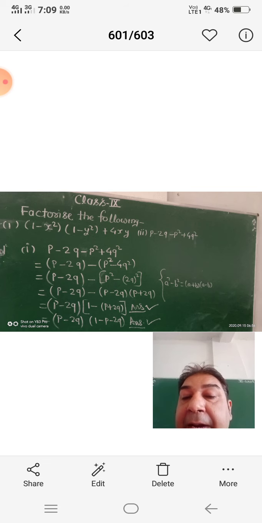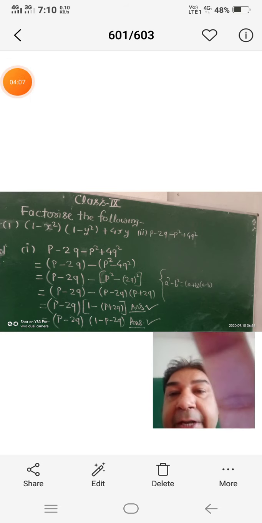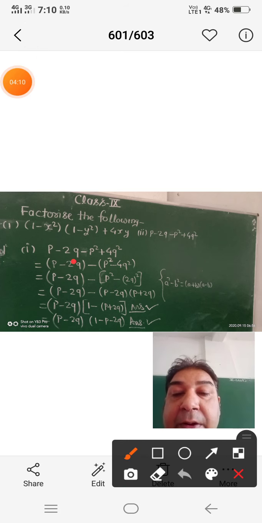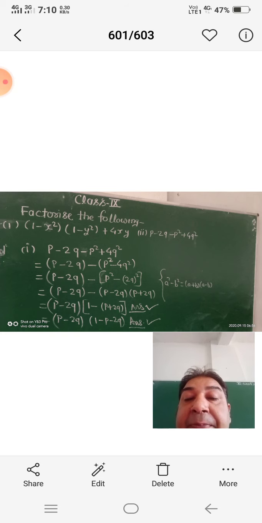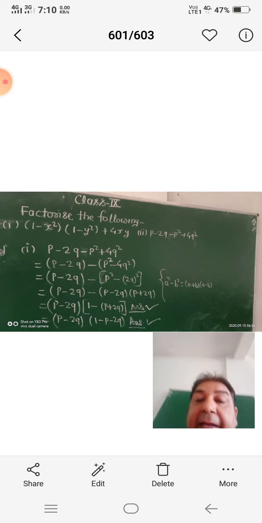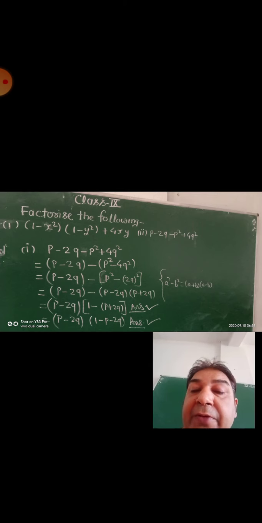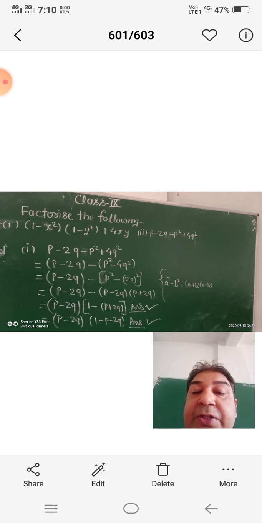So we have to just combine it. How? p minus 2q in one bracket, and if you take the common minus sign from here, you can write minus in bracket p square minus 4q square. Now in the third line, p minus 2q in first bracket and in second bracket you can write p square minus (2q) whole square. Now you can apply the formula a square minus b square. You get (p minus 2q) and (p plus 2q).